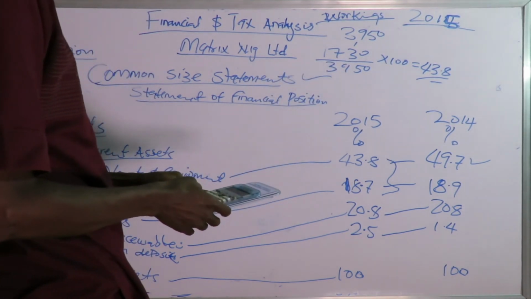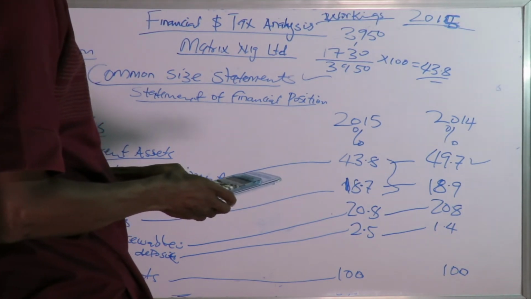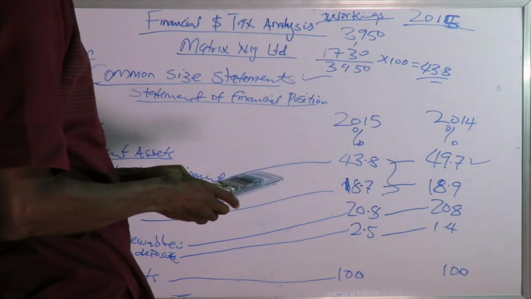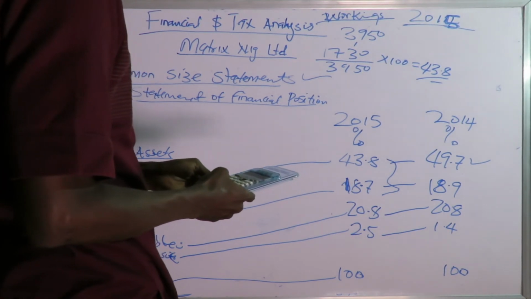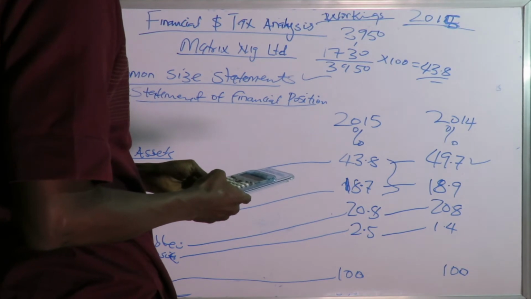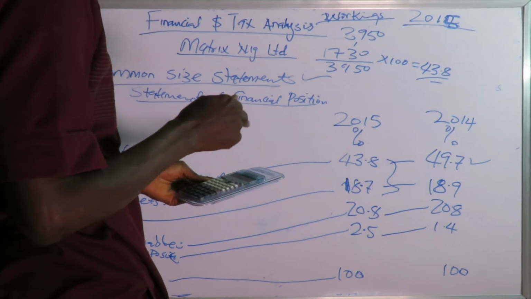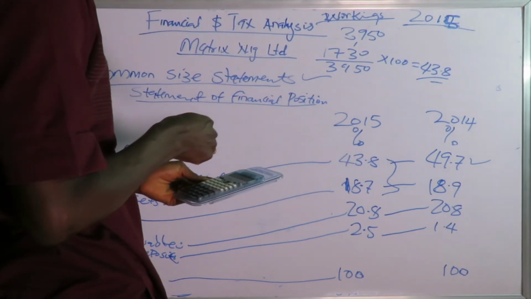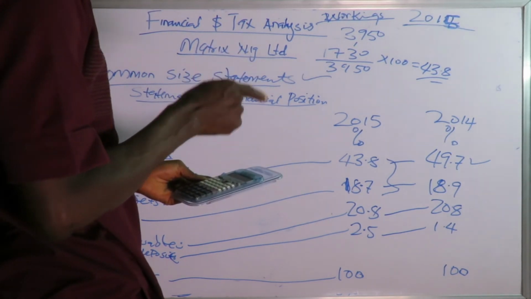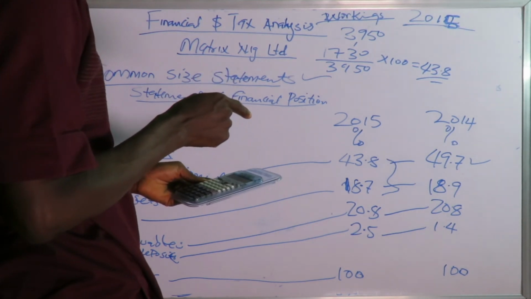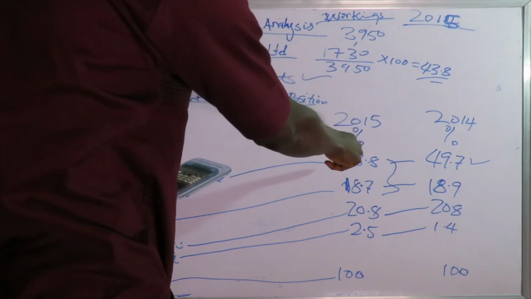Now, 1,730 divided by 3,950 times 100. Yes, it gives you 43.8. What I have here is 43.797, so you can round it up to 43.8. Once the digit is above 5, you round it up, making that 7 become 8. So that is why we have 43.8.